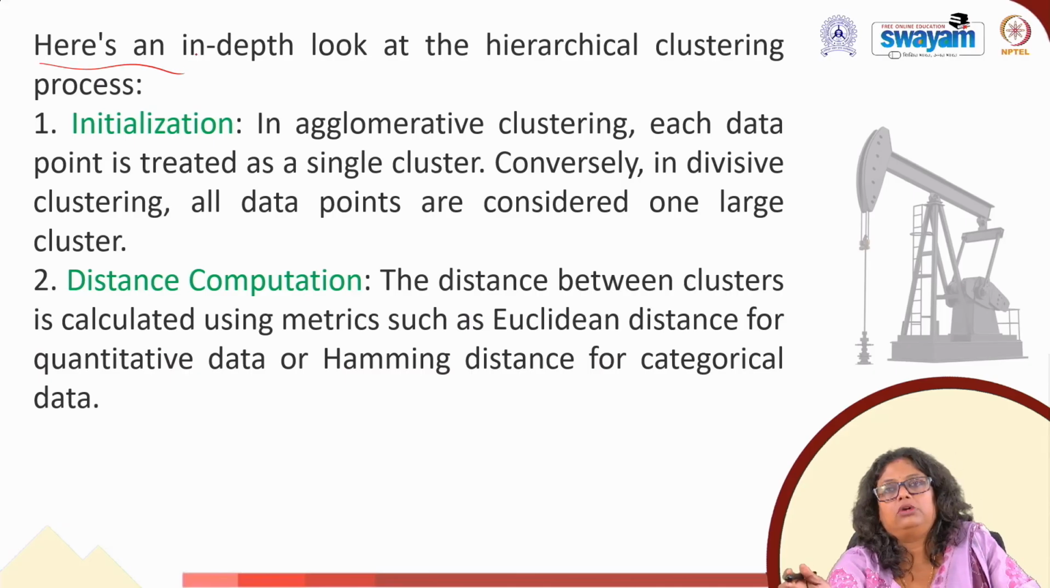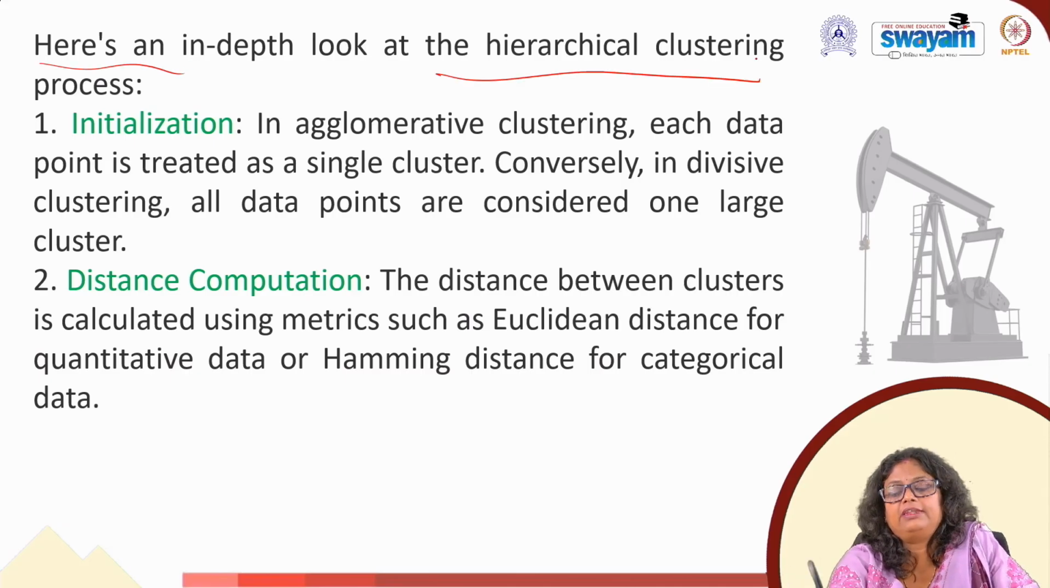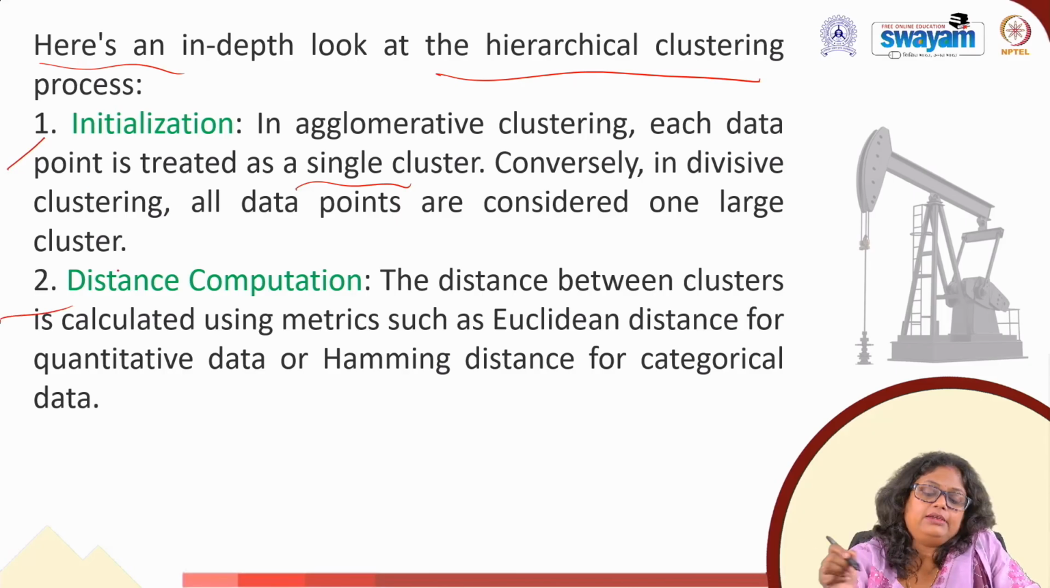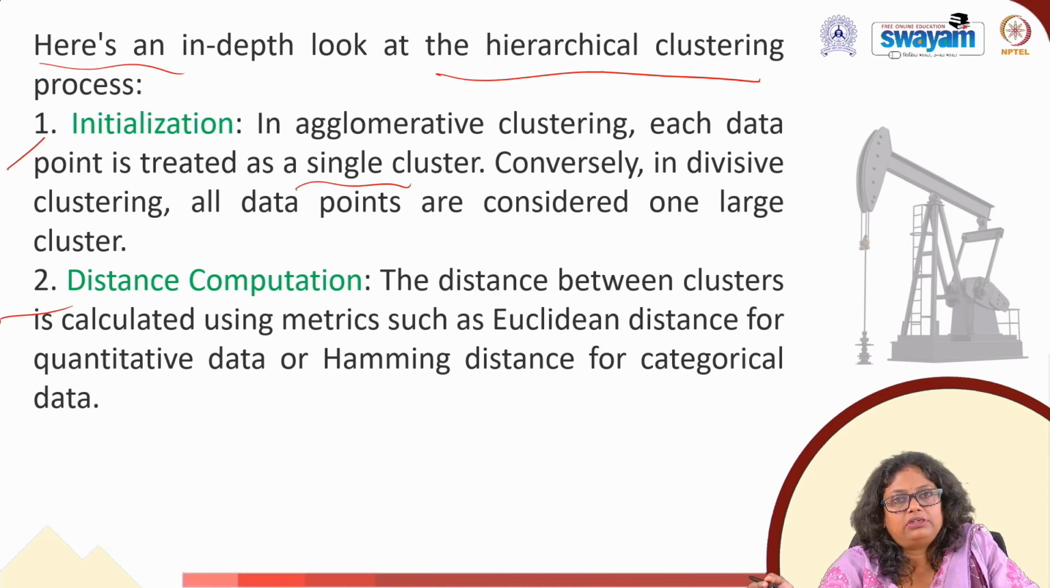So if you take the two together, okay, this hierarchical clustering process has a number of steps. First, initialization. In agglomerative clustering, each data point is treated as a single cluster, and conversely in divisive clustering all data points are considered one large cluster. Then the second one, distance computation. The distance between clusters is calculated using metrics such as Euclidean distance for quantitative data or Hamming distance for categorical data.